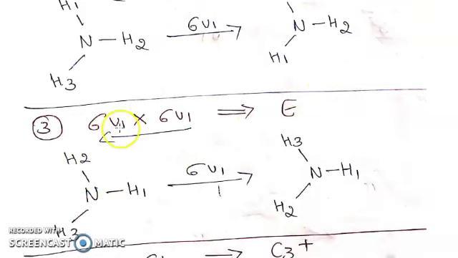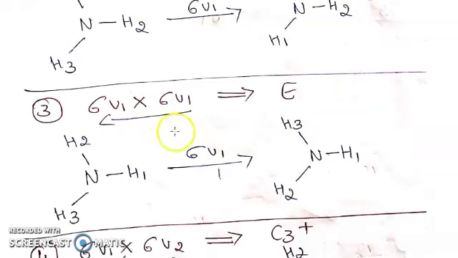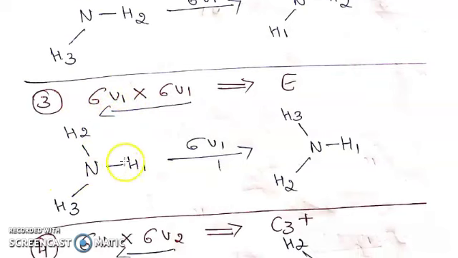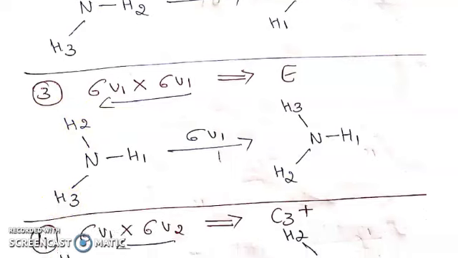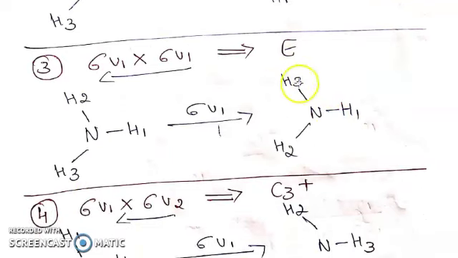Next one is sigma v1 into sigma v1. For this molecule, you have to do the sigma v1 operation. Sigma v1 means this plane. Then the second hydrogen atom and third hydrogen atom will interchange. We'll get this molecule, which is like the original molecule. Therefore, sigma v1 into sigma v1 is equal to E.